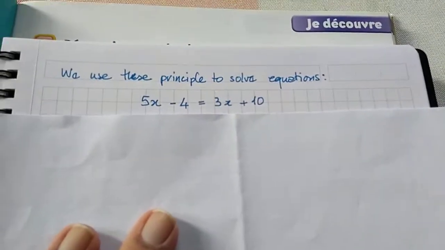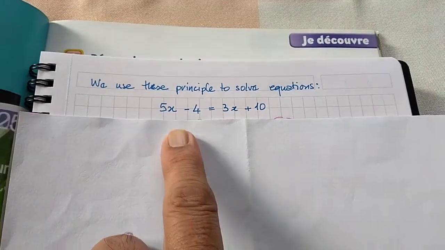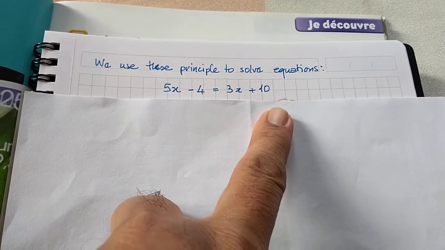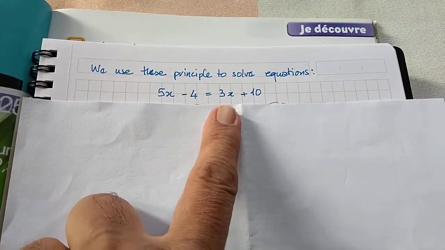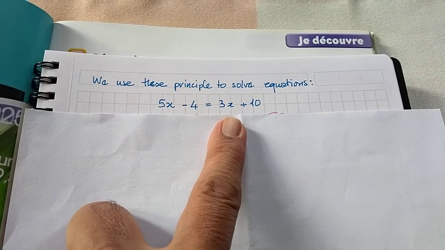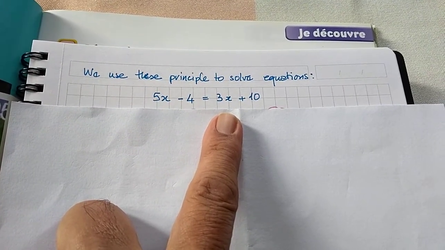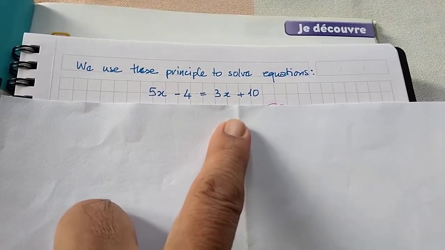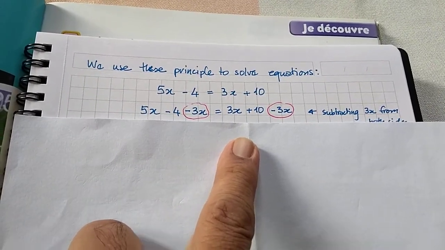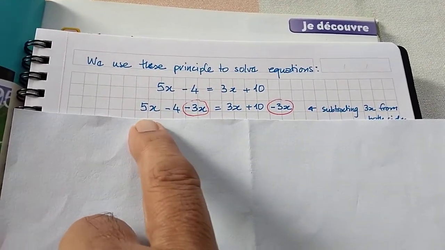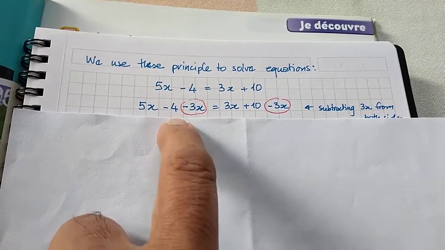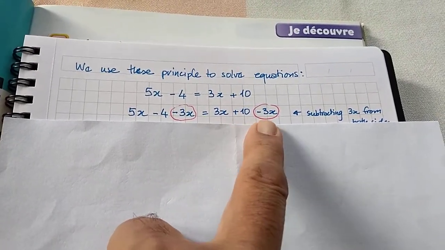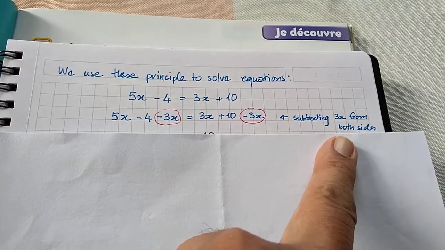So we use these principles to solve equations. Let us say I have this equation: 5x minus 4 is equal to 3x plus 10. Now we are learning how to solve an equation. You know this, but I am telling you the exact steps that you are actually following when you solve these equations in the way you have already learned. So the first thing I do is I subtract 3x from both sides of the equation. So I do 5x minus 4, I copied it, and I subtract 3x. I write minus 3x. This side also 3x plus 10 minus 3x. So I am subtracting 3x from both sides.